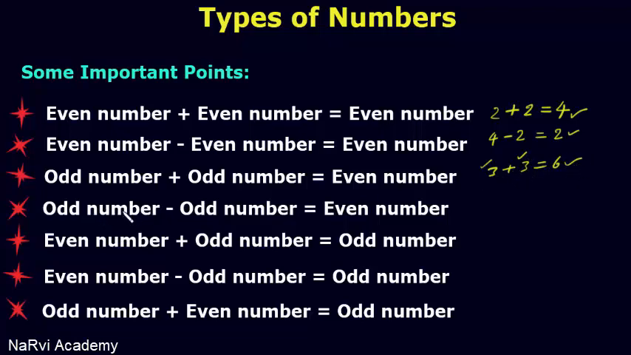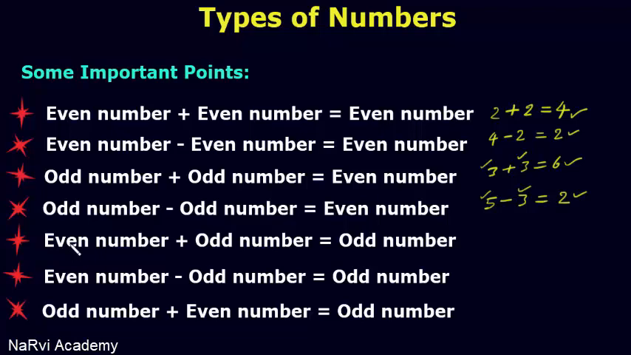Again, if we subtract from one odd number to another odd number, we will get an even number. For example, 5 minus 3 equal to 2. 5 is an odd number, 3 is an odd number, but 2 is an even number.